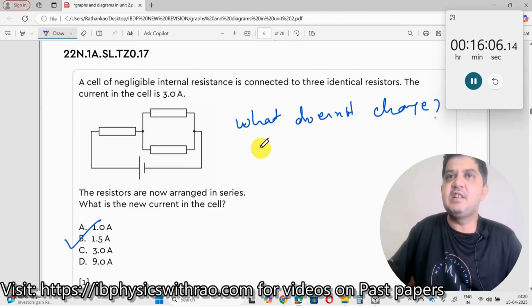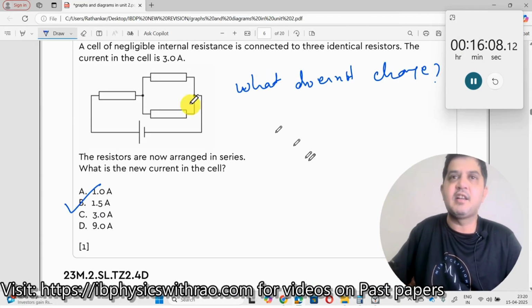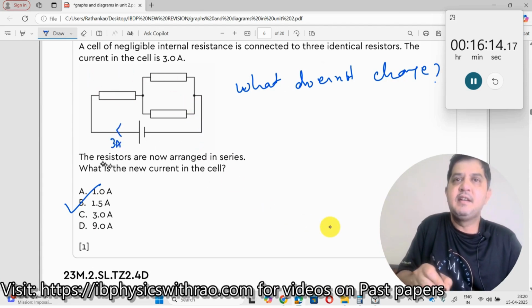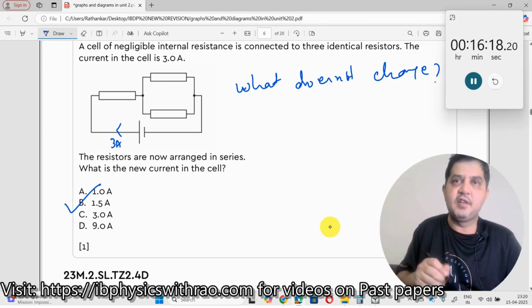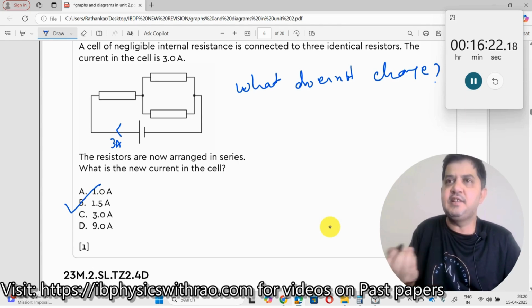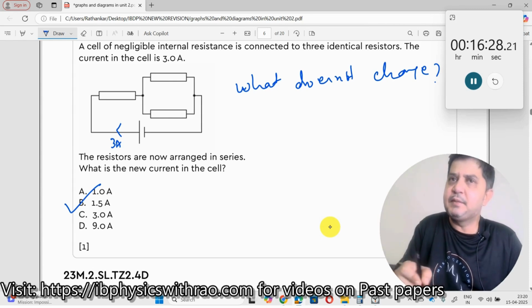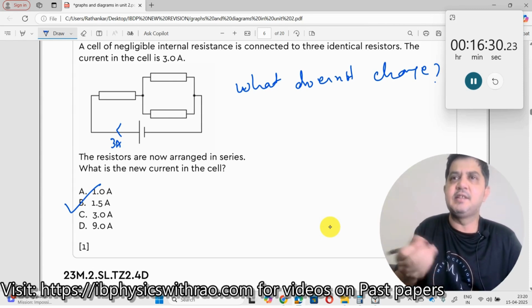Next. A cell of negligible internal resistance is connected to 3 identical resistors. The current in the cell is 3 ampere. The resistors are now arranged in series. What is the new current in the cell? If they are connected in parallel, this is the current. If connected in series, what is the new current? Something changes over here. What is changing? Resistance is changing.